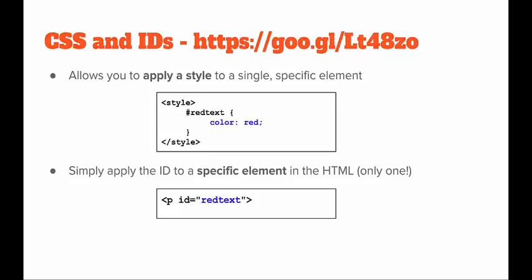For example, and you can check out the URL at the top of the page for a full example. Here we have a style set up for an ID called red text. Notice the pound symbol in front of the word red text. A dot indicates a class, a pound symbol indicates an ID. When we apply the ID to a specific element in HTML, we're only going to do that once. For example, here with the paragraph tag, we're setting the ID attribute to be red text, which is our ID. This can only be done once. You would not use the same ID for different elements in your page.